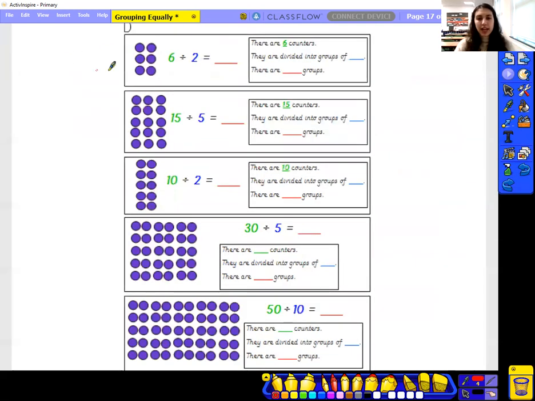The semicircle sheet is an array for you to do the same thing, to complete our division equation. So 6 divided by 2. 6 represents the fact that there are 6 counters all together, and I am dividing it into groups of 2. So I can do that. I can say I've got 1 group of 2 is 2, 2 groups of 2 is 4, 3 groups of 2 is 6. So that means I've got 1, 2, 3 groups of 2. And I can fill that in here. There are 6 counters. They are divided into groups of 2. There are 3 groups.